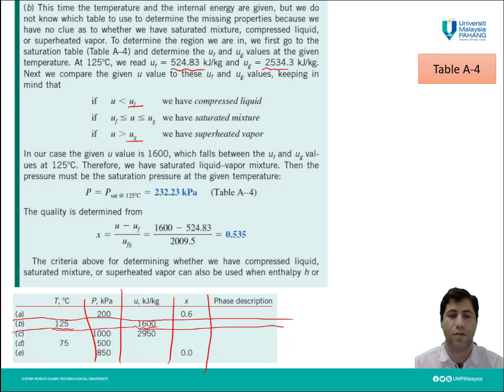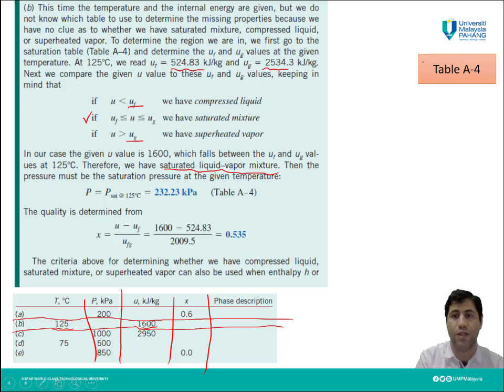What we have is 1600. So it is in accordance with the second condition. It means this state is also in the saturated mixture. So the value which we have falls between UF and UG, and it means we have saturated liquid vapor mixture. Then the pressure for this state should be the saturation pressure for this temperature.